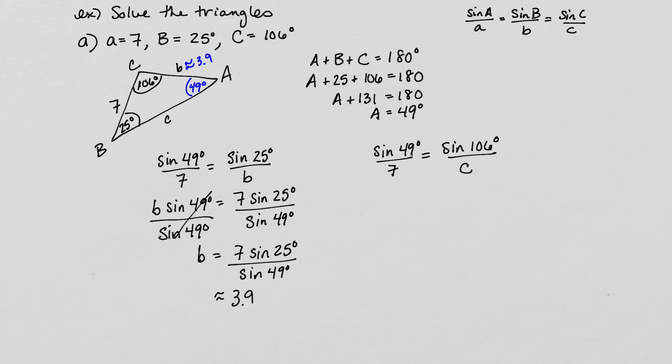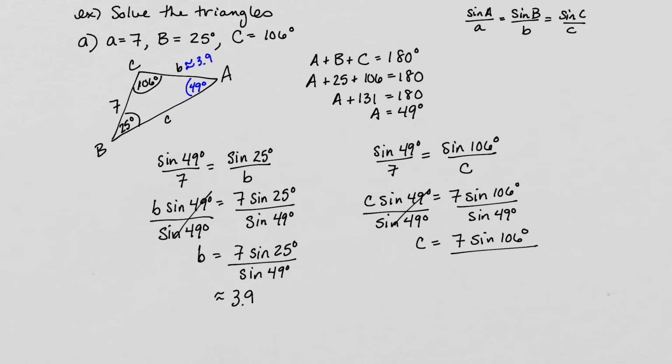And just like before, we're going to cross multiply. So C sine 49 degrees equals 7 times the sine of 106 degrees. And then we're going to divide both sides by the sine of 49 degrees. So C is going to be 7 sine 106 degrees divided by the sine of 49 degrees, or approximately 8.9.